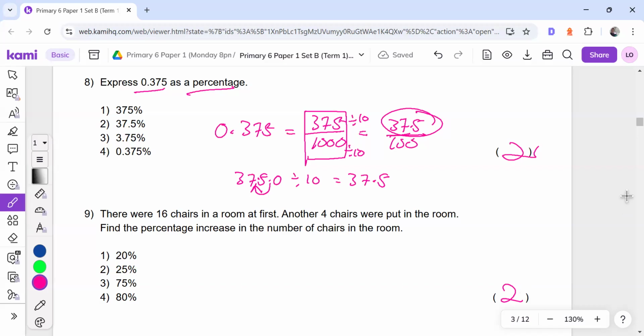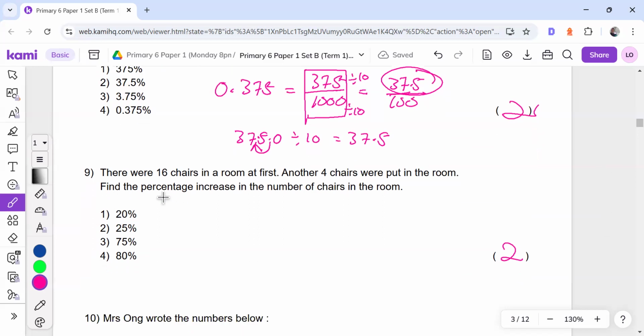Let's continue. Answer number 2 for question number 9. How do you get number 2? Now, shortcut again. Every time I say shortcut, open your ears very big, because you do super fast and you don't have a lot of mistakes. You don't have careless mistakes when you do shortcuts. When you have percentage increase, get your fraction. Your numerator is the increase.